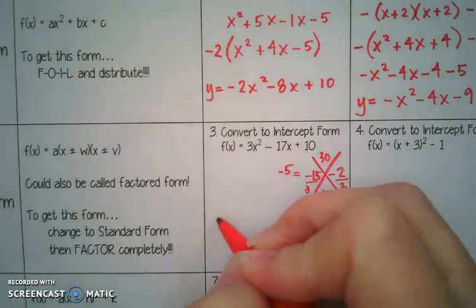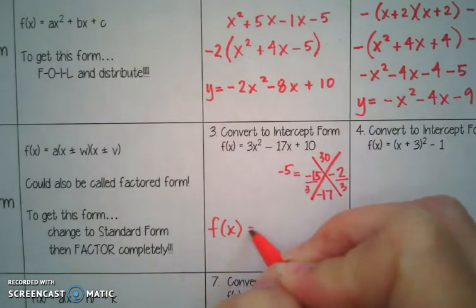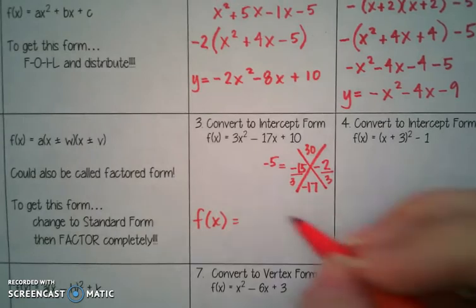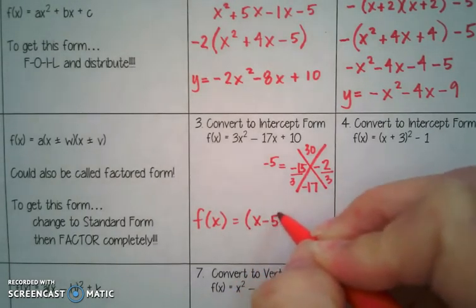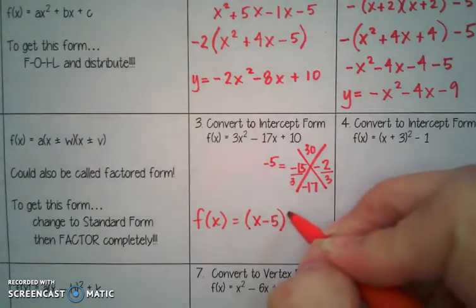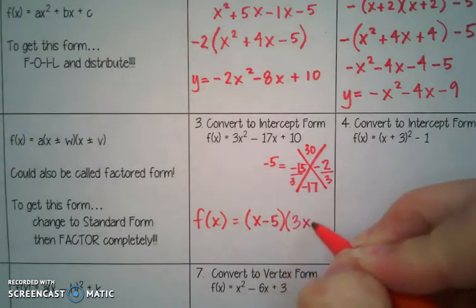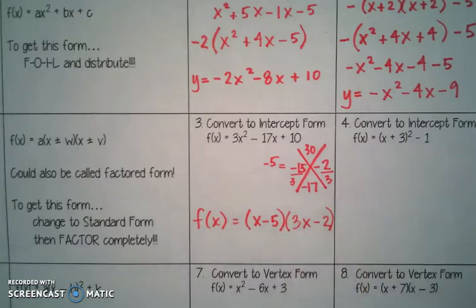So now we can say that if we were to write this in factored form, we would write x minus 5 for this one, and we would write 3x minus 2 for that one. And again, we can always check by multiplying it back together.